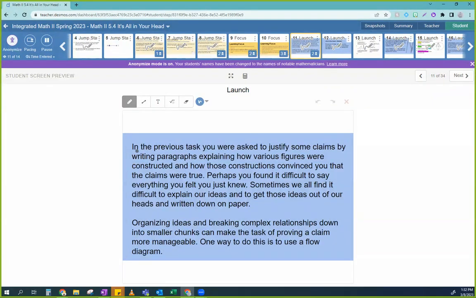It says, in the previous task, you were asked to justify some claims by writing paragraphs explaining how various figures were constructed and how those constructions convinced you that the claims were true. Perhaps you found it difficult to say everything you felt you just knew. Sometimes we all find it difficult to explain our ideas and to get those ideas out of our heads and onto the paper. Organizing ideas and breaking down complex relationships into smaller chunks can make the task of proving a claim more manageable. One way is to use a flow diagram.